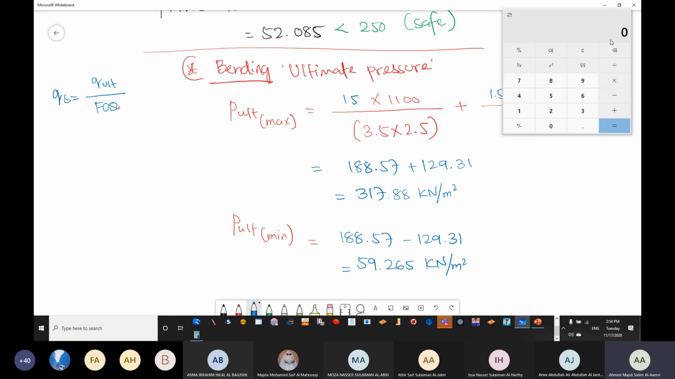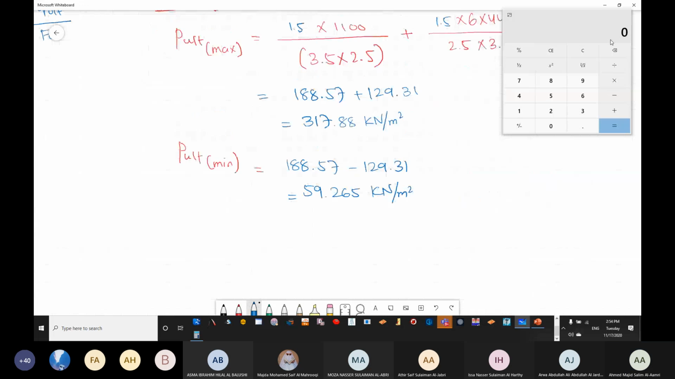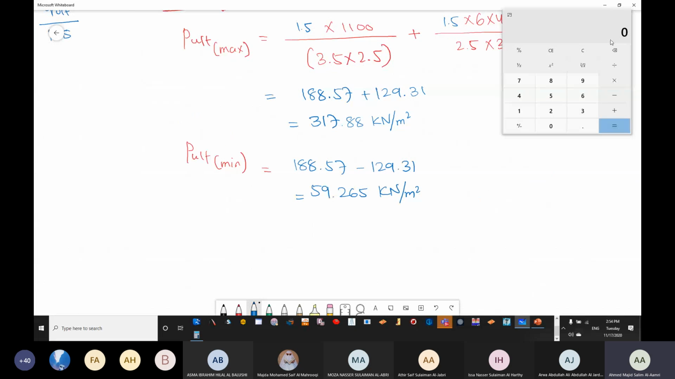So for the deflection and area calculation, we use a service limit state. And for calculation of bending and shear, we use ultimate. Okay, now we have got our ultimate pressure for the maximum and the minimum.